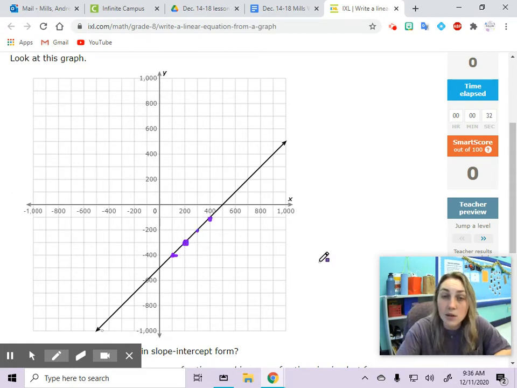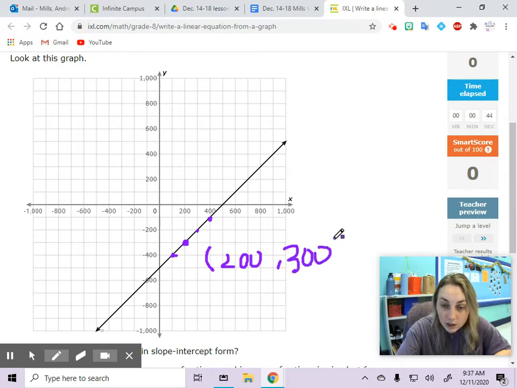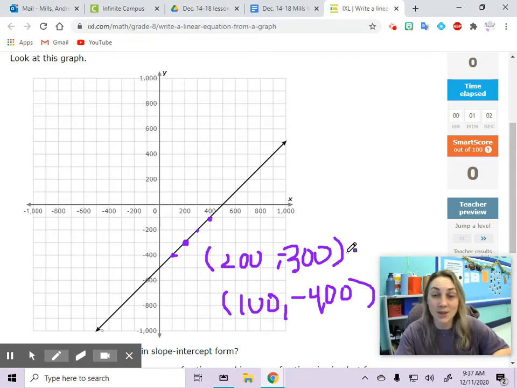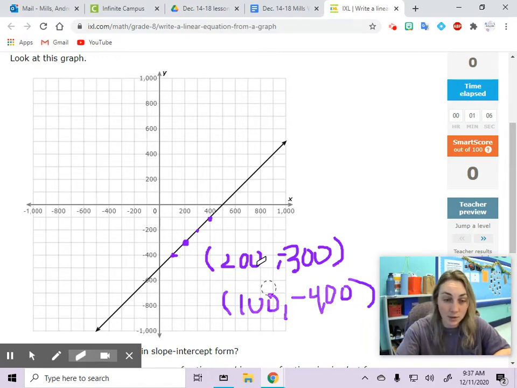You choose two points and you find the coordinates. This one right here is 200, 300. And then the second one we have right here is going to be 100, negative 300. You put those into the slope formula, which is y2 minus y1 over x2 minus x1, and solve and you'll get the slope. Another way you can get the slope, that's the way I'm going to be.